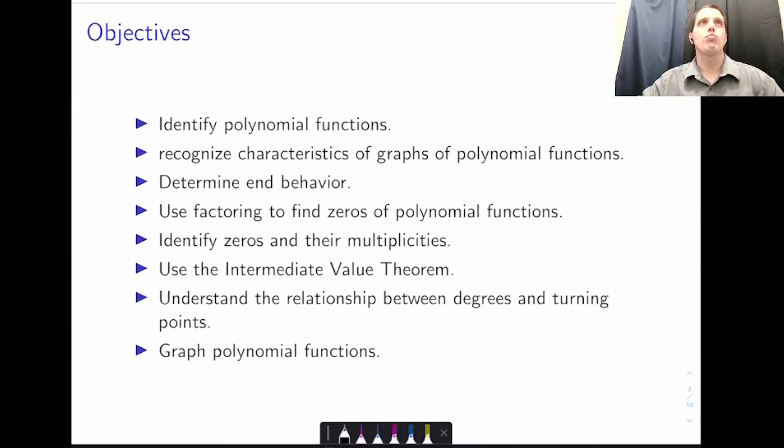Today's objectives: identify polynomial functions, recognize characteristics of graphs of polynomial functions, determine end behavior, use factoring to find zeros of polynomial functions, identify zeros and their multiplicities, use the intermediate value theorem, understand the relationship between degrees and turning points, graph polynomial functions.